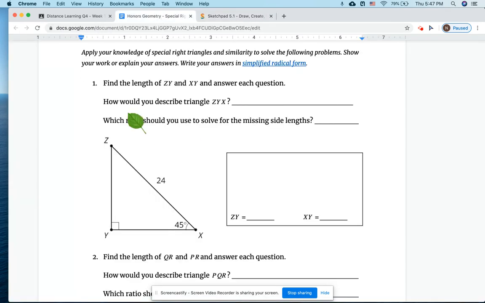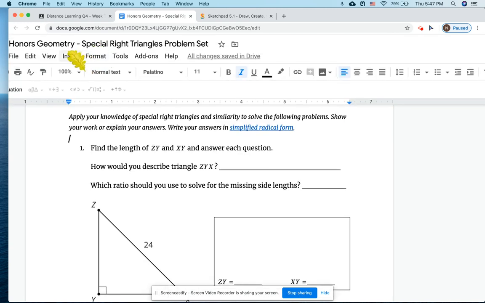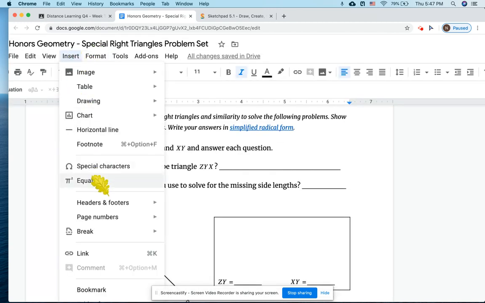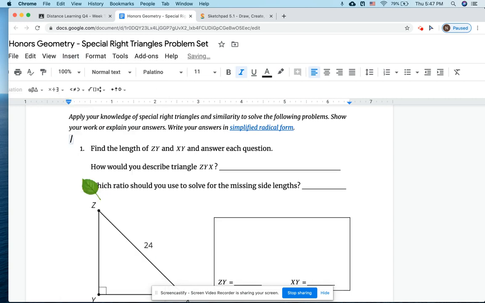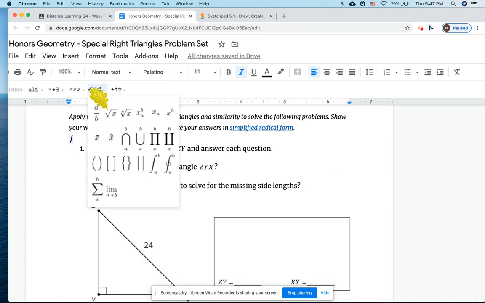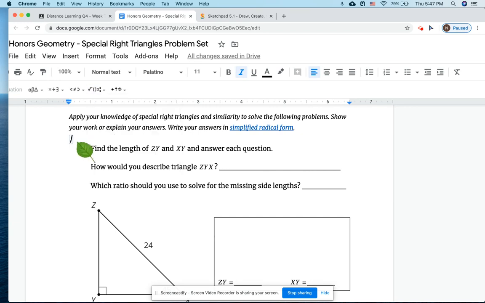And we could type that out by using the math editor in Google Docs. Go to Insert Equation, and then you'll find the radical symbol here. So you can use that when you type out your answers.